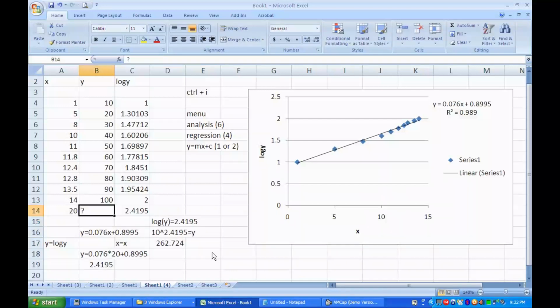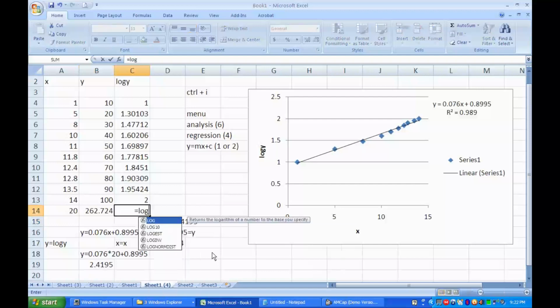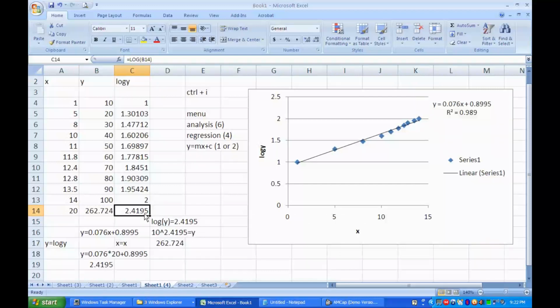So let's have a look. Let's put 2.4195 in there, and let's then say equals log that. Of course, we did it the other way around, so we know that should work. But if the question was, what is the y value when x is 20, your answer would be 262.724, to however many decimal places they ask for. Your answer would not be 2.4195.